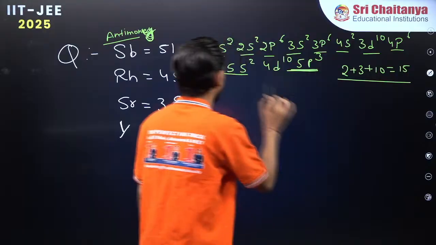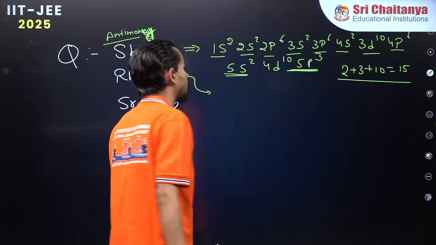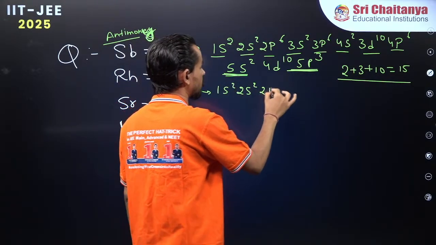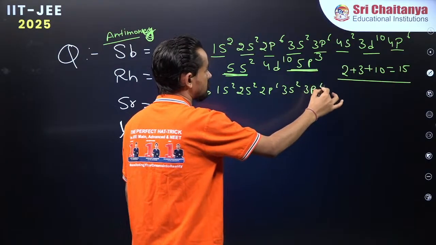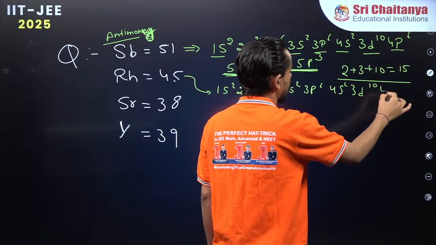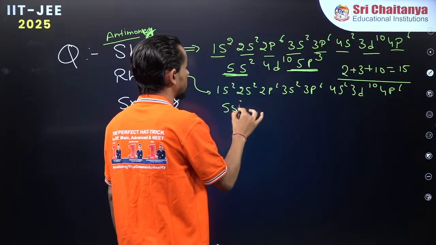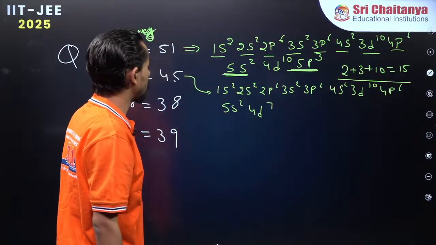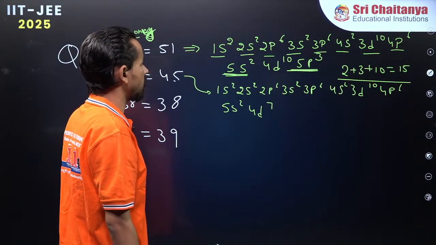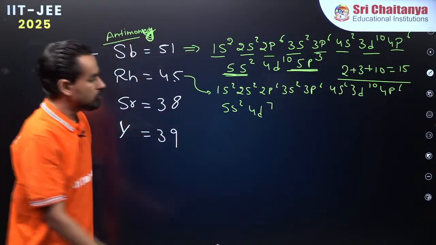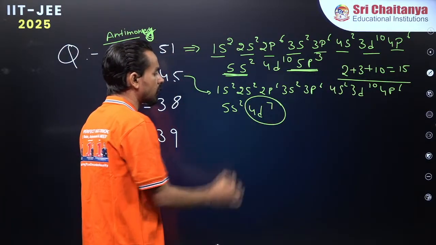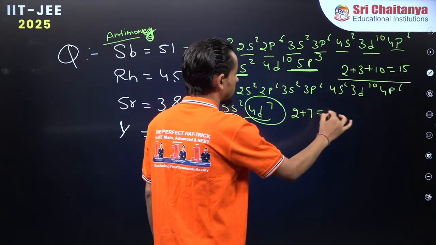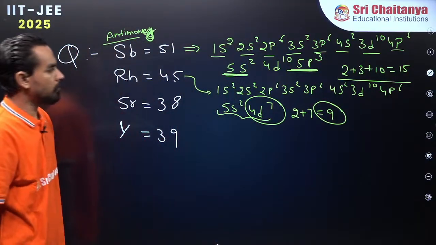It will be the same up to 1s2, 2s2, 2p6, 3s2, 3p6, 4s2, 3d10, 4p6, then 5s2 and 4d7, totalling 45. The last electron is going in d, so ns plus (n minus 1)d, that is 2 plus 7, equal to 9. So for rhodium the group number is 9.